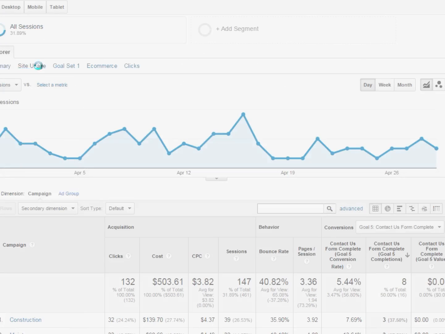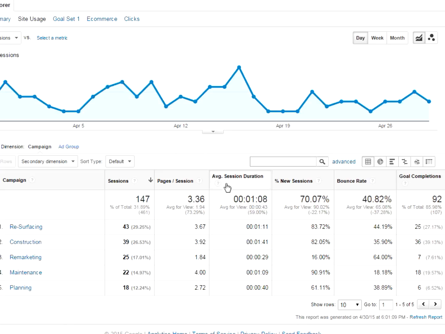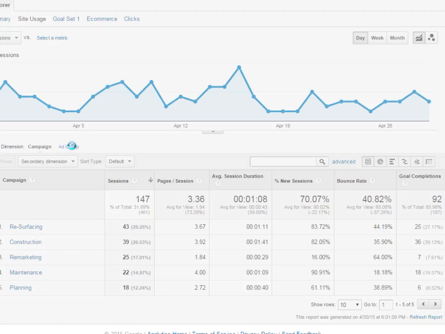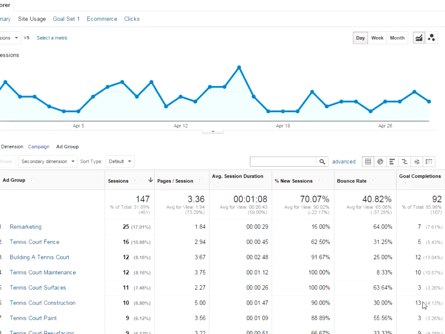You can also go up to site usage. This gives a good overview of average session duration, pages per session, bounce rate, and overall total goal completions. You can look at ad group level, and again see a more granular view of where your goal completions are coming from.